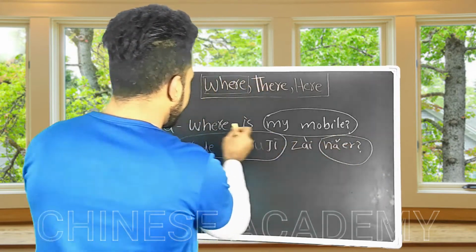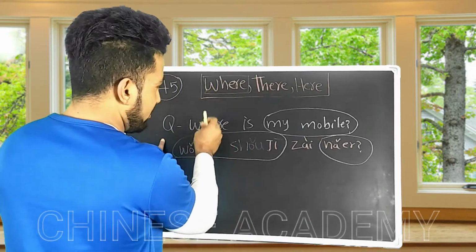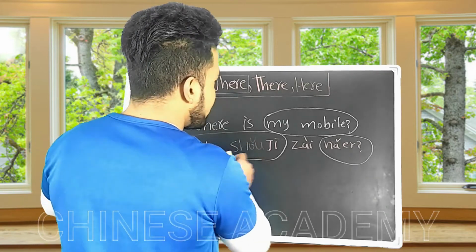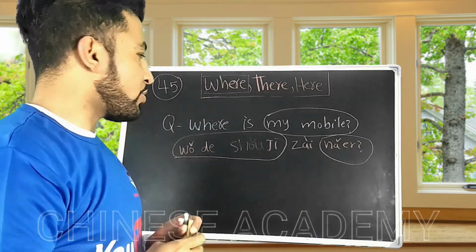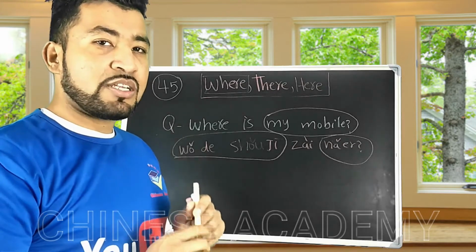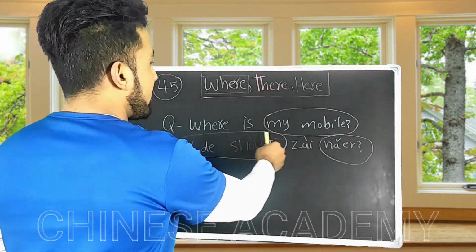So where is at the last here, but in the English sentence the question word is asked first, at the start of the sentence, but in Chinese it's actually at the last. So remember, the Chinese sentence pattern isn't actually the same as English. Remember this. Where is my mobile?